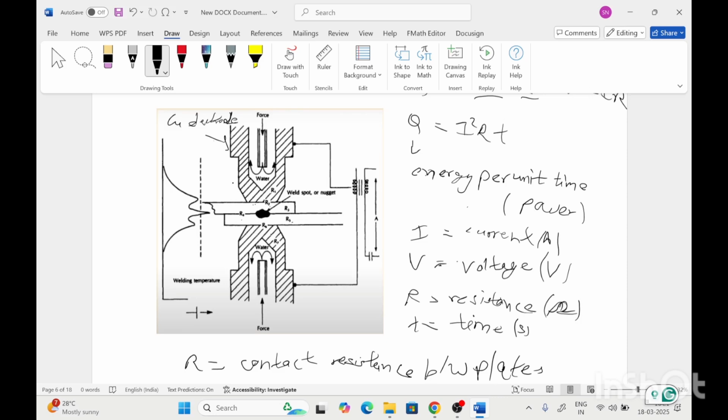When the force is applied during the welding, that will lead to the formation of a nugget, the weld nugget. This is called the weld spot or nugget.